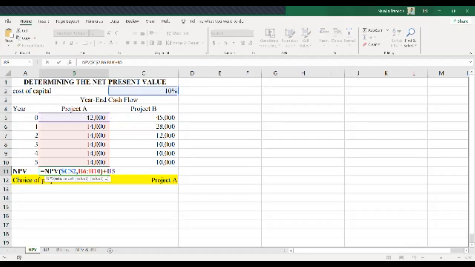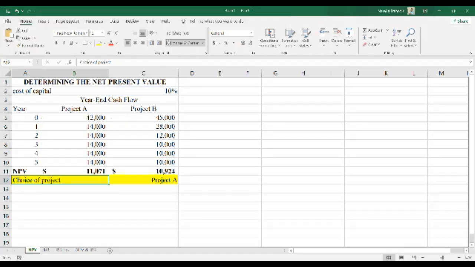This is the formula we put in here, right? I will share this with you. So we put in the formula. Excel has the function to calculate net present value, and we found the net present value to be $11,071, same as the calculator. And for project B, 10,924.